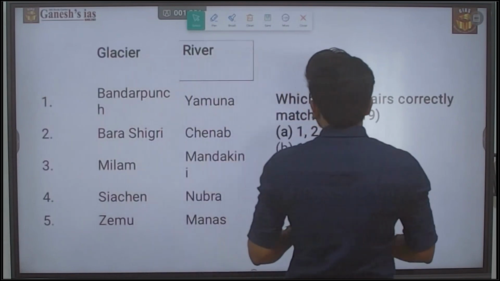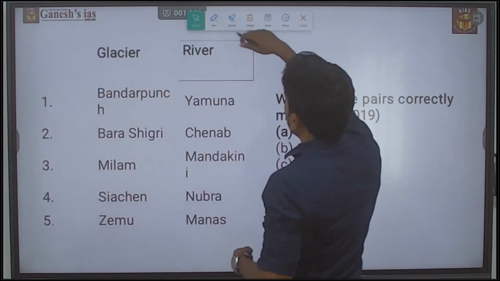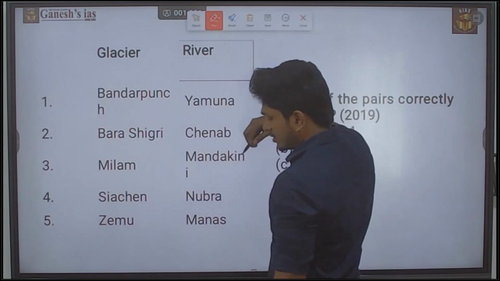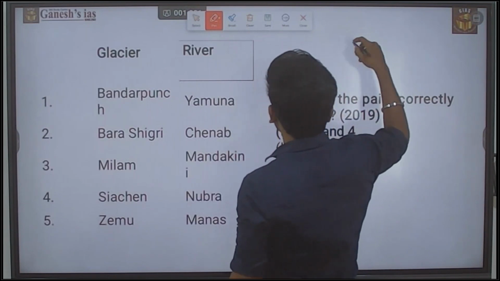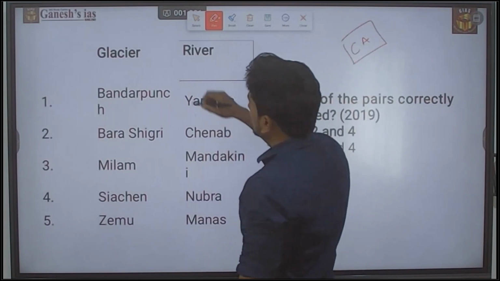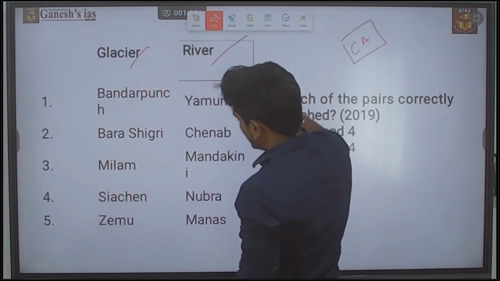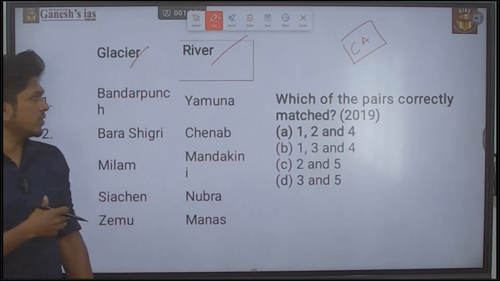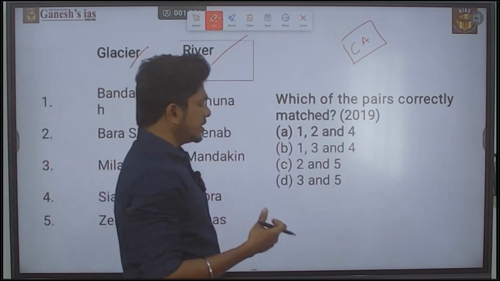So this question was asked in 2019. Again, it is one of the map-based questions. If you are strong with the maps, you can easily answer it. And also it is purely from current affairs. So the question is all about the glaciers and their rivers. The river that is originating from which glacier, that is what the question is asking. So this was the 2019 question.